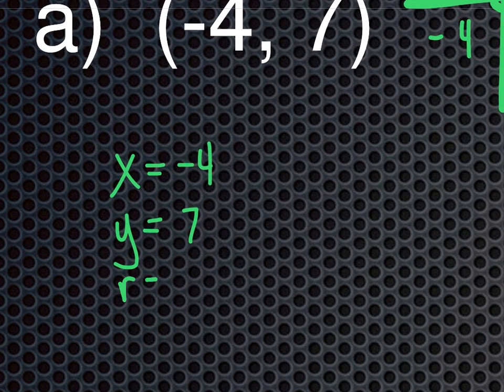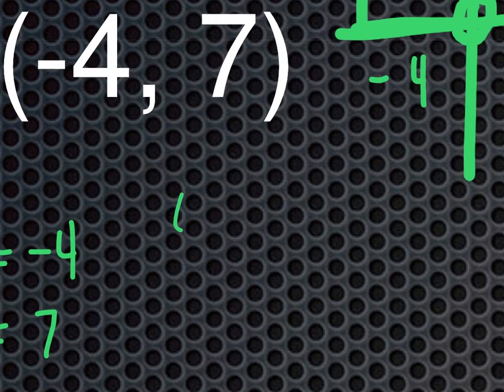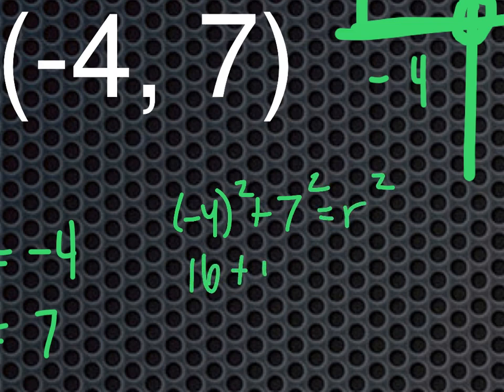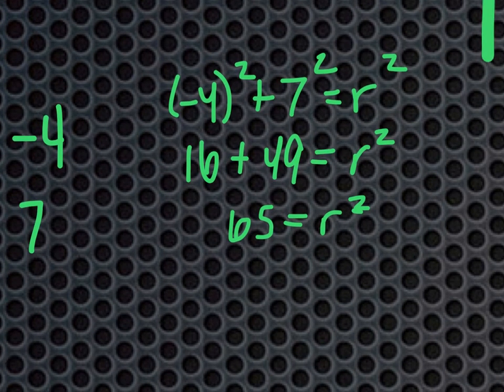I have to find what? R. How do I find that? Pythagorean theorem. So I have negative 4 squared plus 7 squared equals r squared. So 16 plus 49 equals r squared. What is 16 plus 49? 65. Equals r squared. So what is r? How do I get r by itself? Take the square root. So r is the square root of 65.